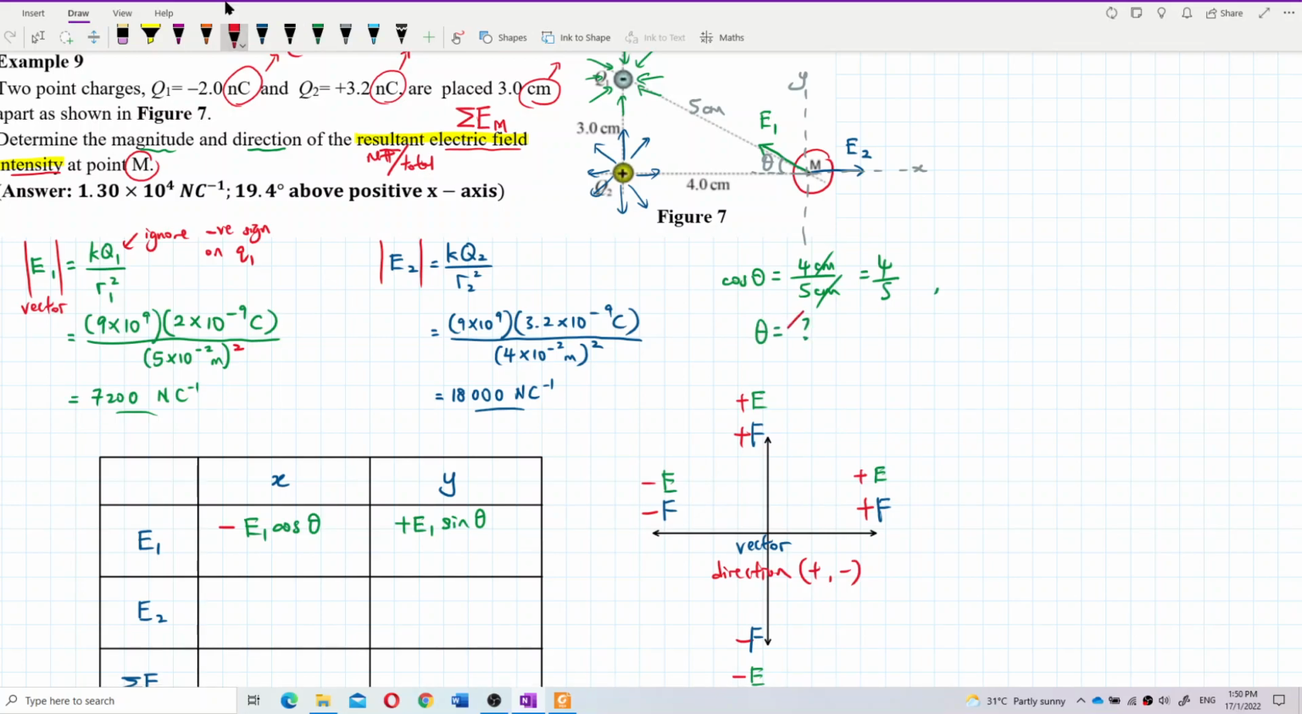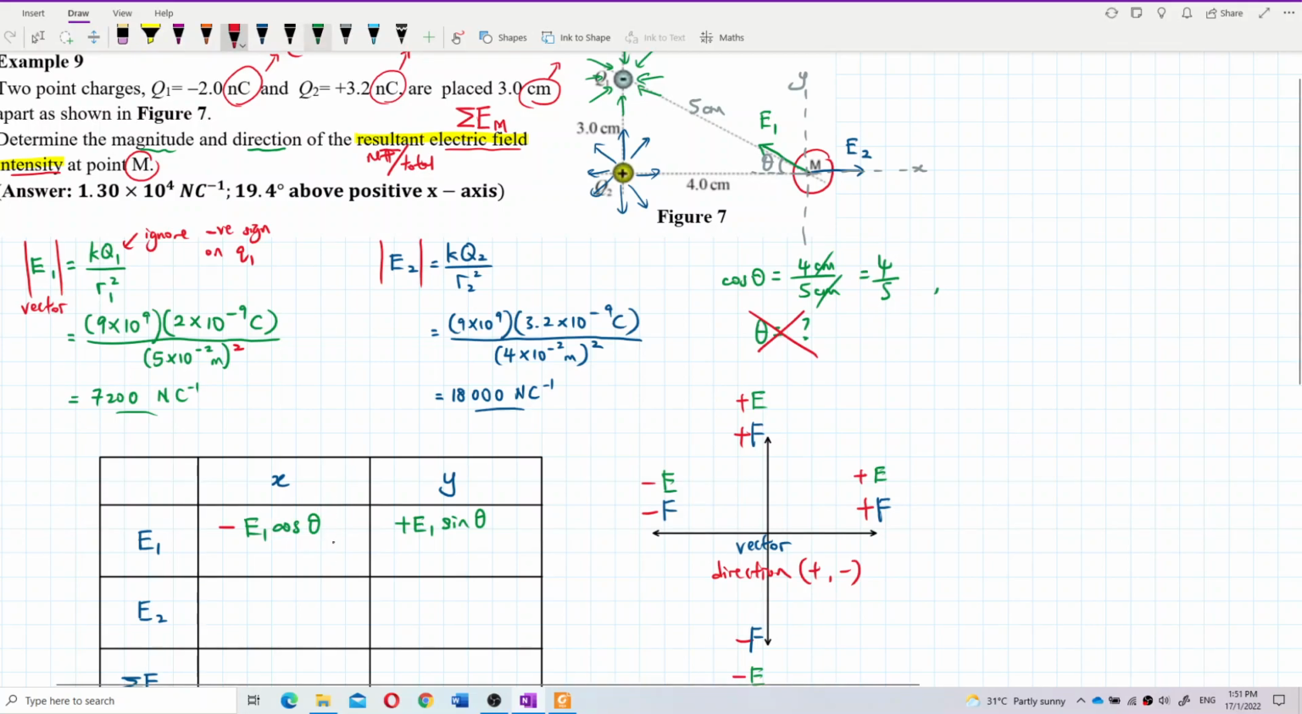Do you need to find angle theta? No need. We just find the cosine theta, because we can straight away substitute this 4 over 5 into here, into cosine theta. What is needed here is the cosine theta, not the theta. Understand? Save your work.